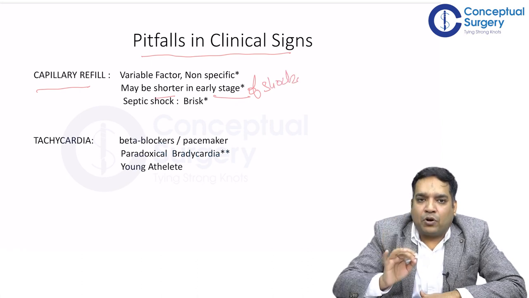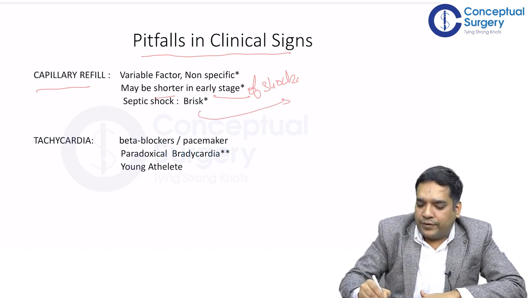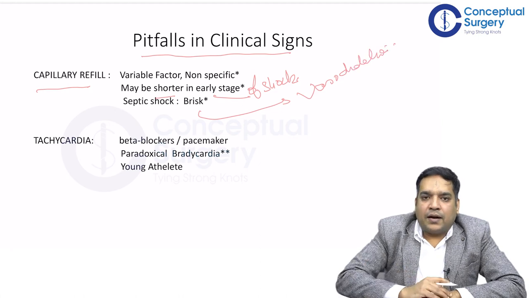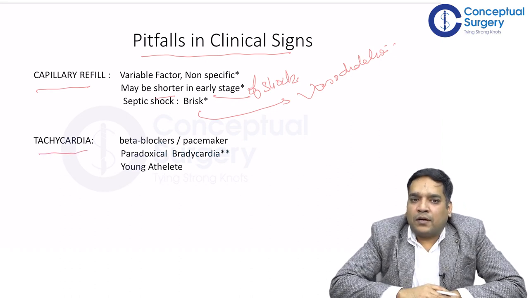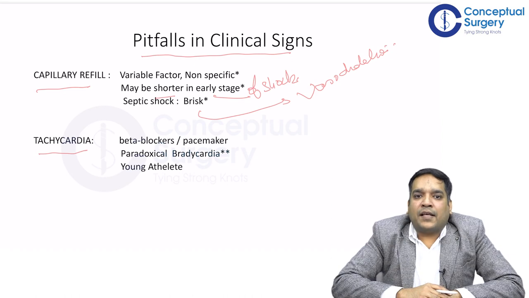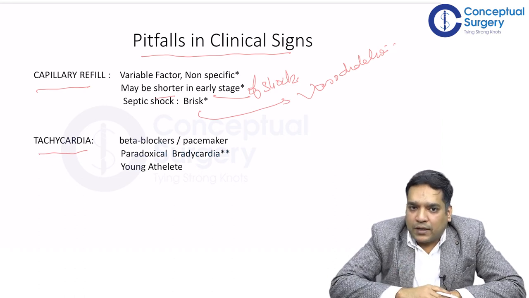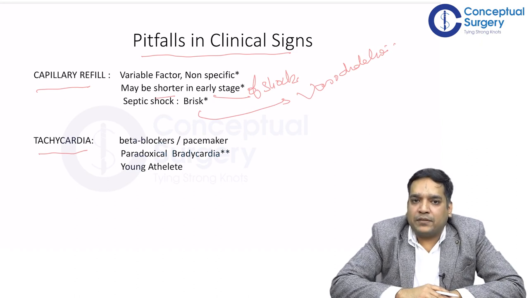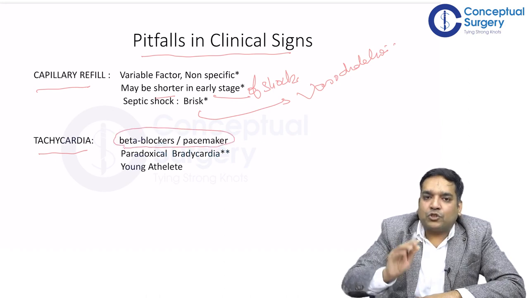And in case of septic shock, there could be a brisk capillary refill. Why? Because of vasodilatation. Just remember this. Another inaccurate factor is tachycardia. It is not always necessary that tachycardia will be present in shock. There could be some states in which a normal pulse rate also points toward shock. For example, a patient taking beta blockers or a patient who has a pacemaker in situ will not be able to produce tachycardia in response to shock, number one.